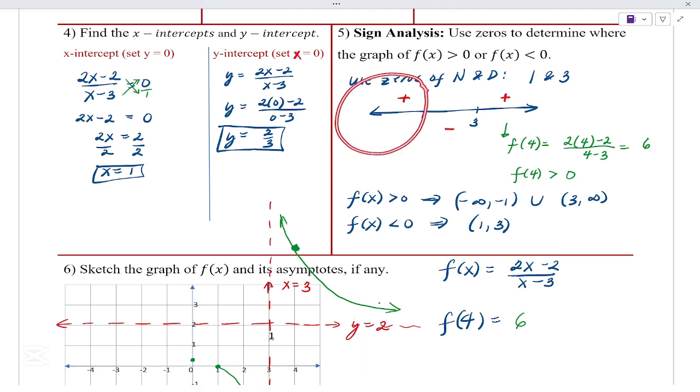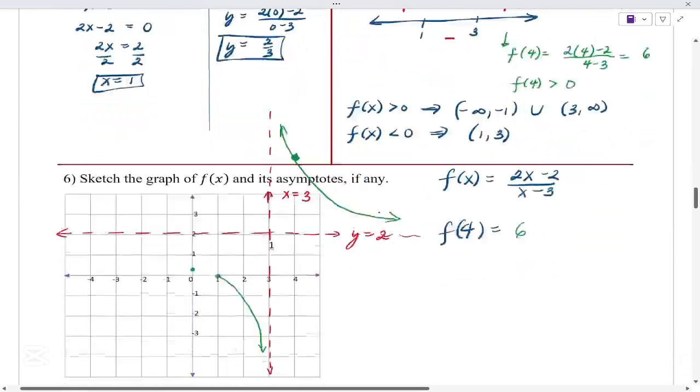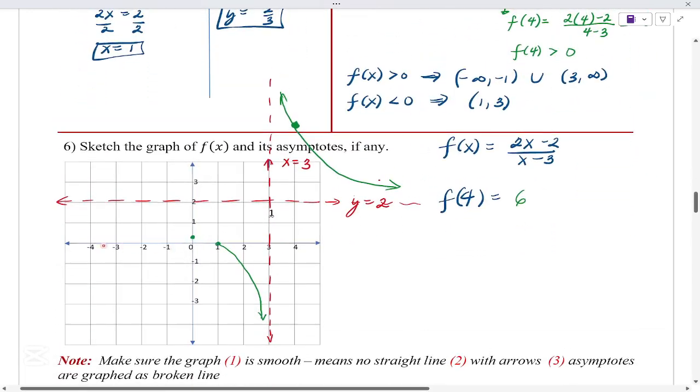So in this interval, the sign is positive, so the graph is above. So it means negative infinity to 1, right? So negative infinity to 1 is on this part, so it should be above. So either on that side or on that part. So we can see that from minus infinity to 1, when the graph is above, there's a point here.